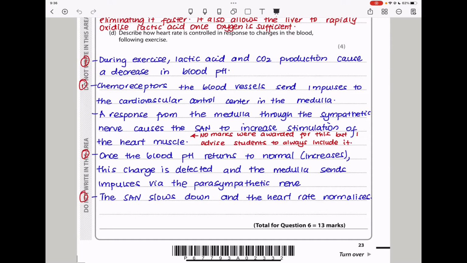The next part says describe how heart rate is controlled in response to changes in the blood following exercise. I say during exercise, lactic acid and carbon dioxide production cause a decrease in blood pH. The chemoreceptors in the blood vessels send impulses to the cardiovascular control center in the medulla, and a response from the medulla through the sympathetic nerve causes the sinoatrial node, SAN, to increase stimulation of the heart muscle. Once the blood pH returns to normal, or it increases in this case, this change is detected and the medulla sends impulses via the parasympathetic nerve, and this parasympathetic nerve causes the sinoatrial node to slow down and the heart rate is going to be normalized.